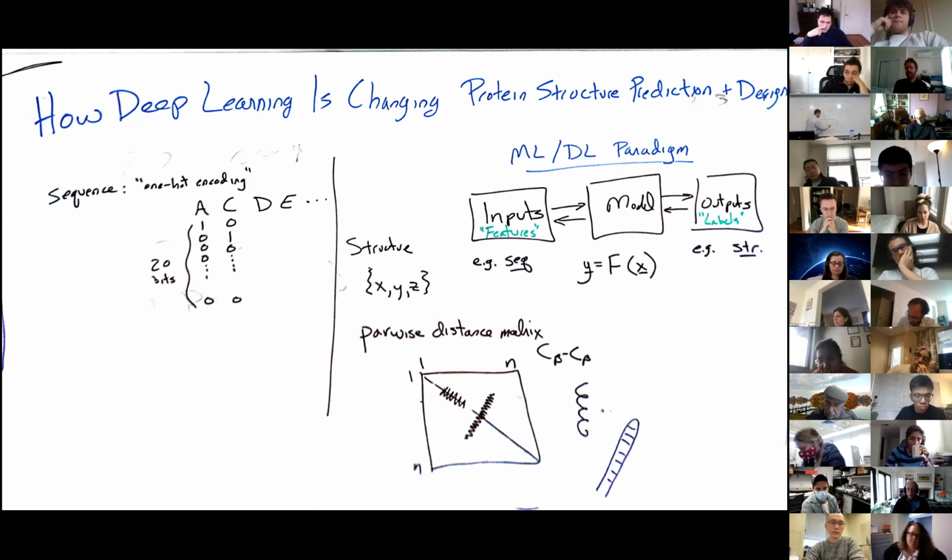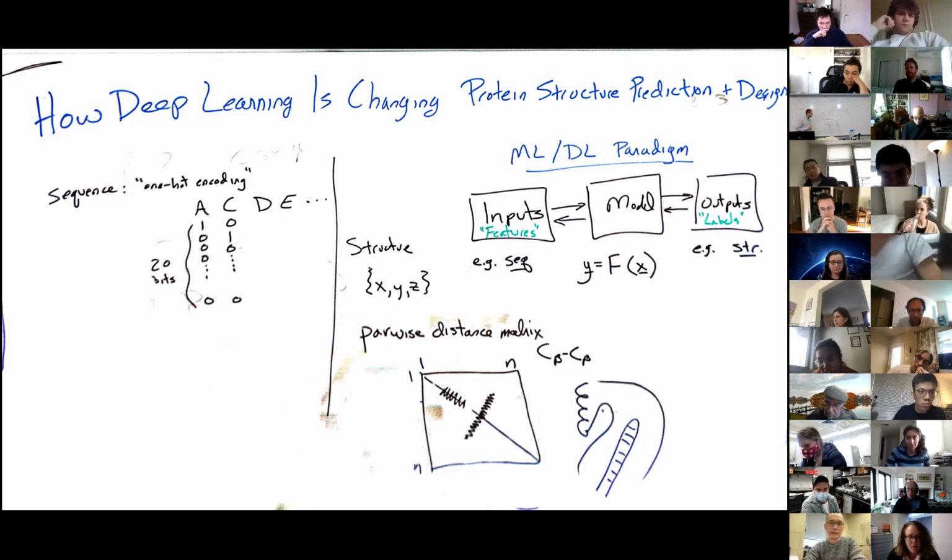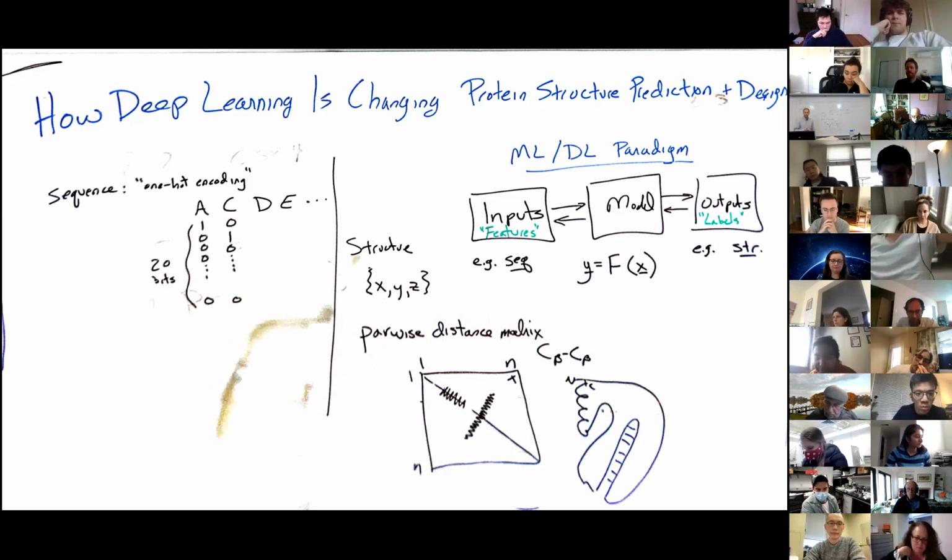If these things connect later, and maybe you have a long-range contact here between the N and the C terminus, that would show up way off on the diagonal. So those are harder contacts to find. They're not local pieces, but they would show up in this image. All right, so these are the most common representations.